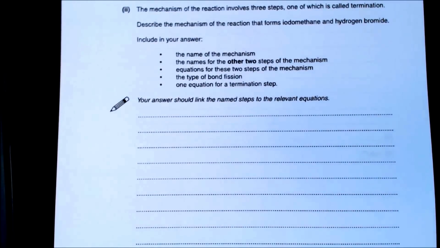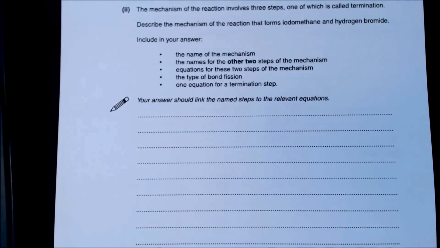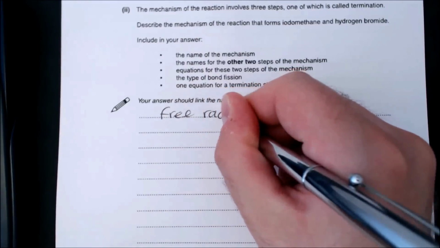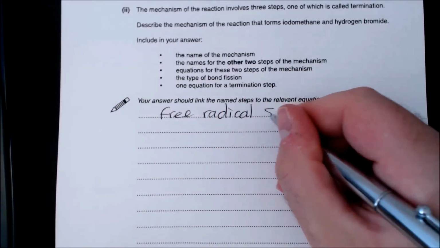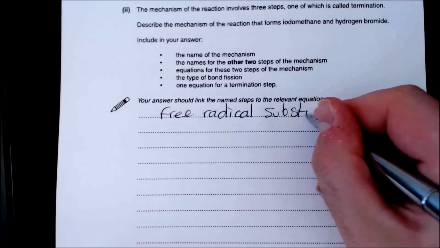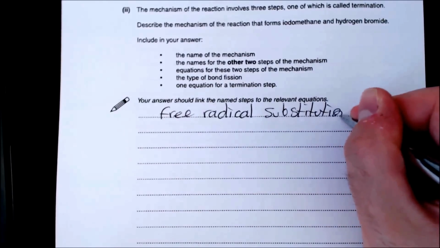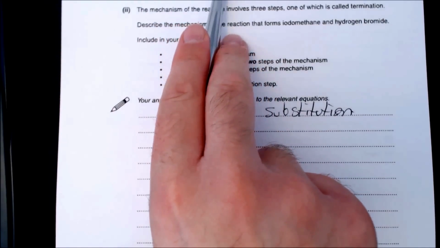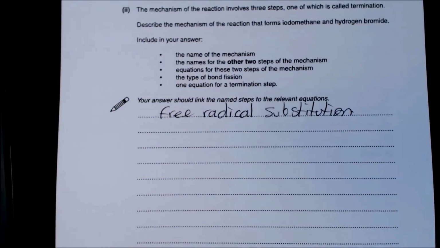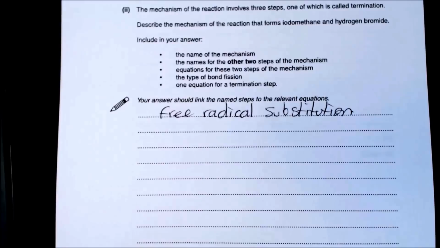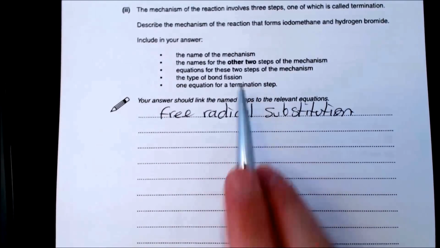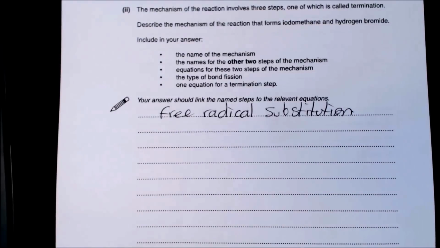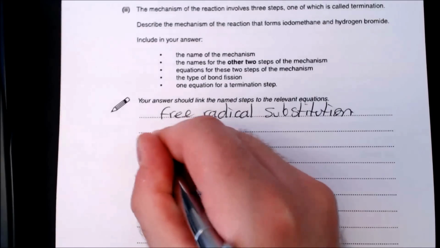Okay, so we're going to start with the name of the mechanism. So this is a free radical substitution, because what we're doing is we're substituting a hydrogen in methane for an iodine, so we're swapping that, but we're forming radicals at the start. All right, so they've given us one of the names of the steps, which is a termination step, which was one of them there. So the start step, or the first step in any of these reactions, is called initiation.